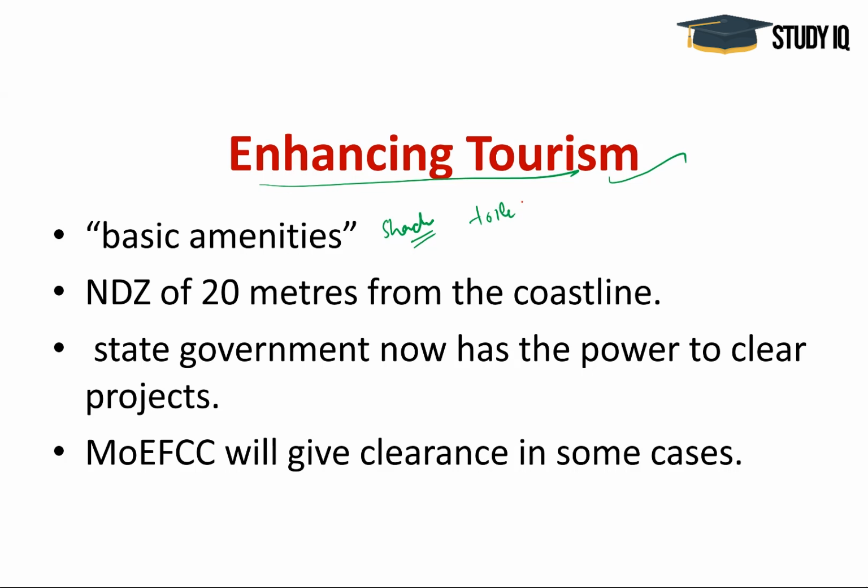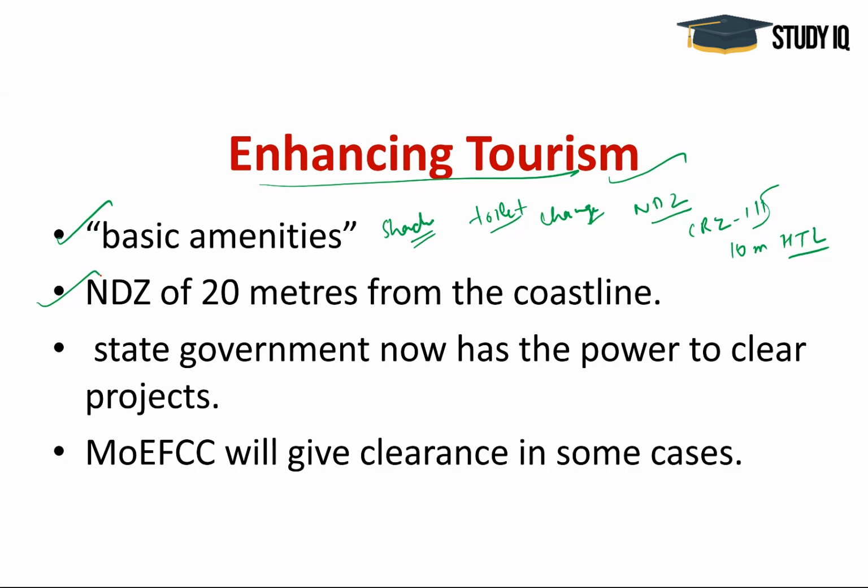Toilet blocks can be developed. Change rooms can be developed. Drinking water facilities, etc. will now be allowed in the no development zone of CRZ 3 areas, but they should be at least at a distance of 10 meters from the high tide line. Okay, so this is the first thing the government is saying, that is why they are doing this.